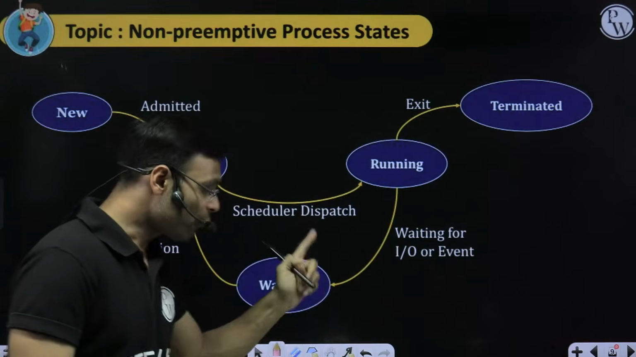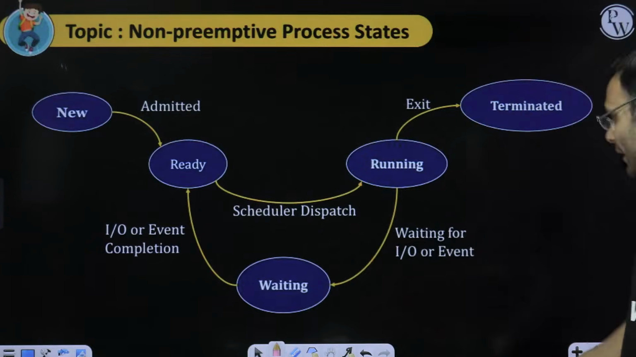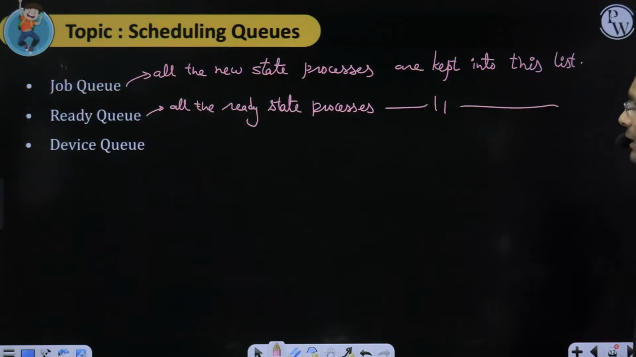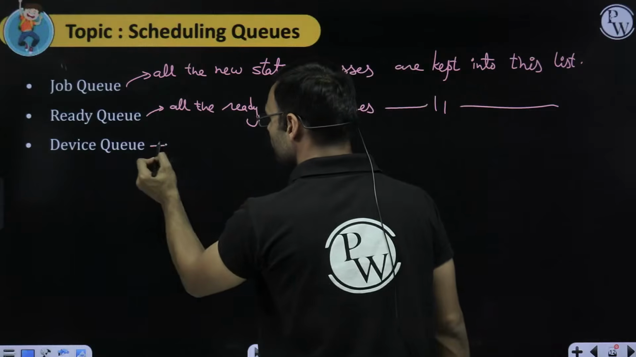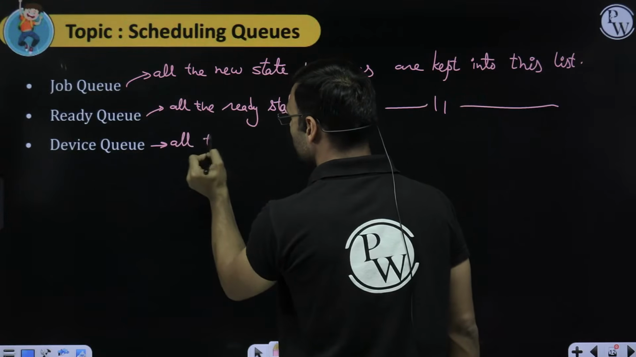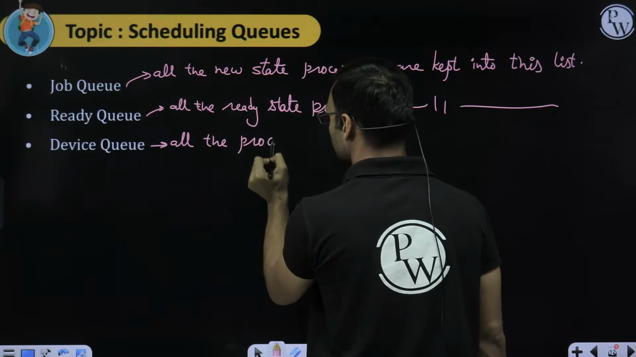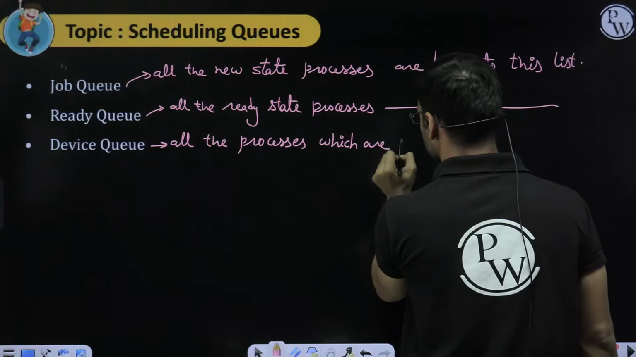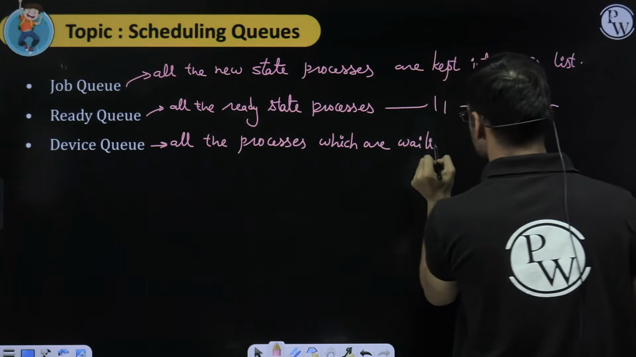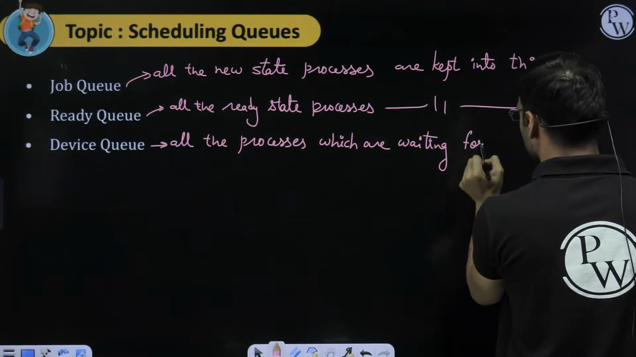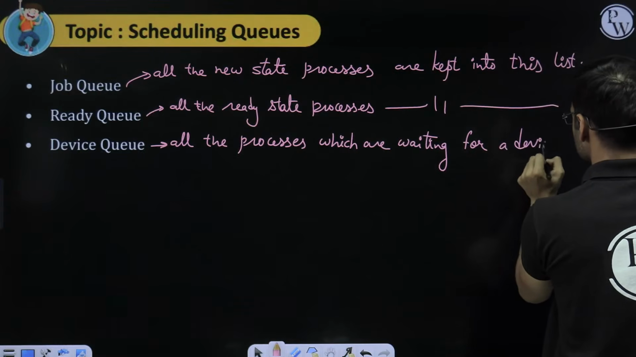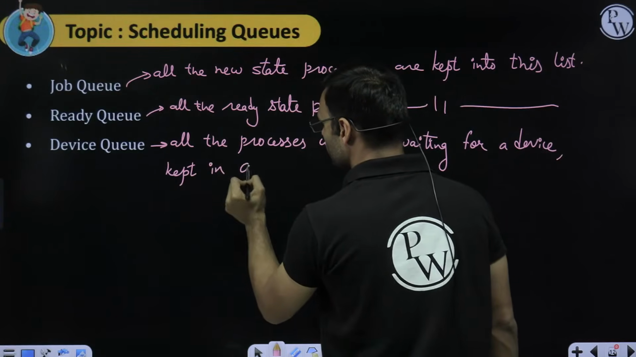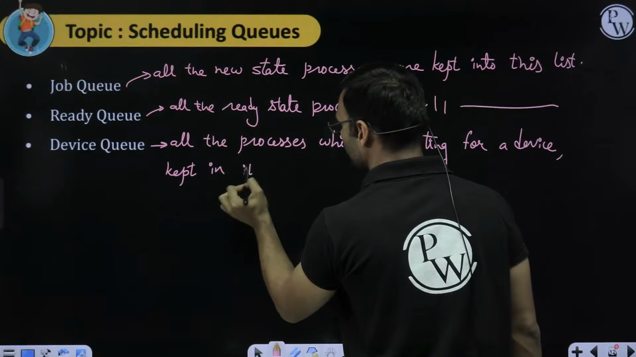For the blocked state, again we will need a particular list. And what is that list? Called the device queue. All the processes which are waiting for a device are kept in its device queue.